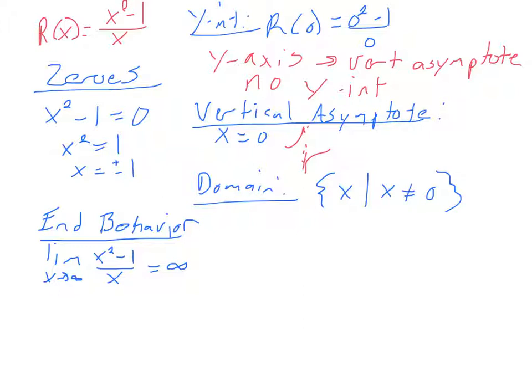So we're going to go ahead and divide the expression x squared minus 1 by x. I'm going to put a placeholder in for x.